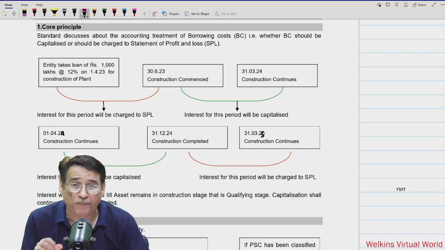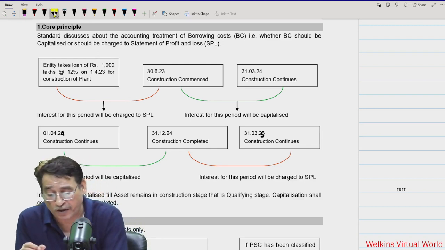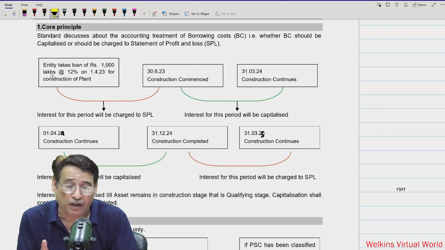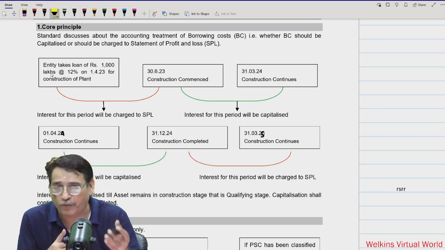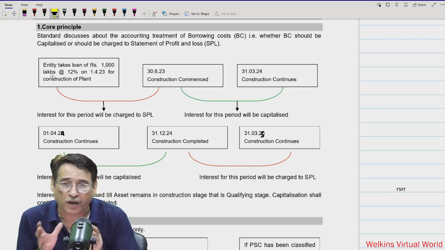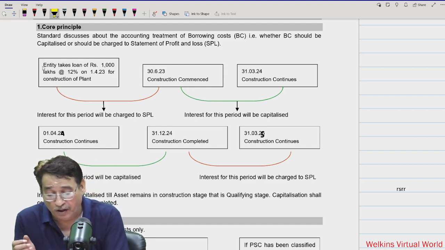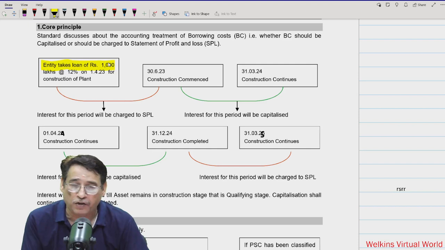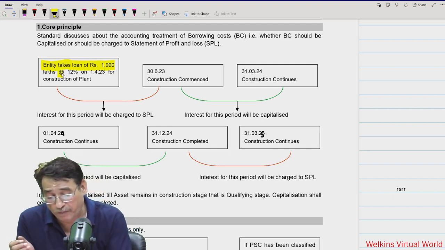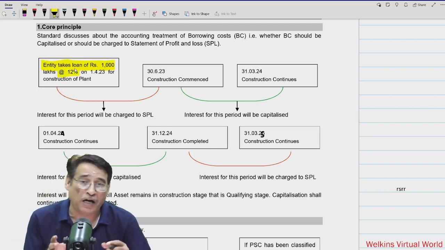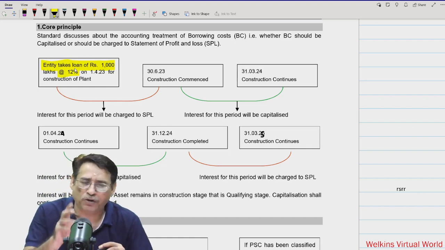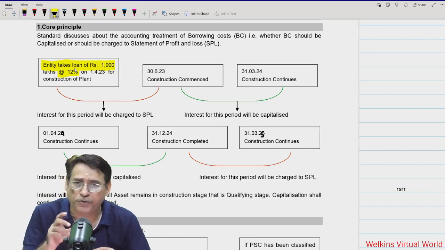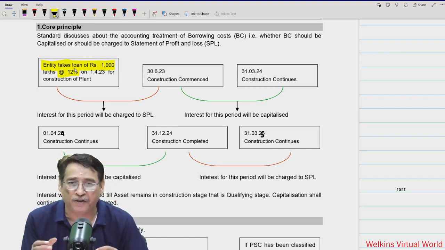In order to comprehend that point, let's have a look straightaway at this example, and then I will be in a better position, and you will be in a better position, to comprehend the theme of this standard. There is an entity, and this entity has taken a loan of, let us say, 1000 lakhs, correct? And we further presume that the loan has been taken at the rate of 12%. Now, the amount of loan, as you can see, is a very huge amount. That is 1000 lakhs, isn't it?